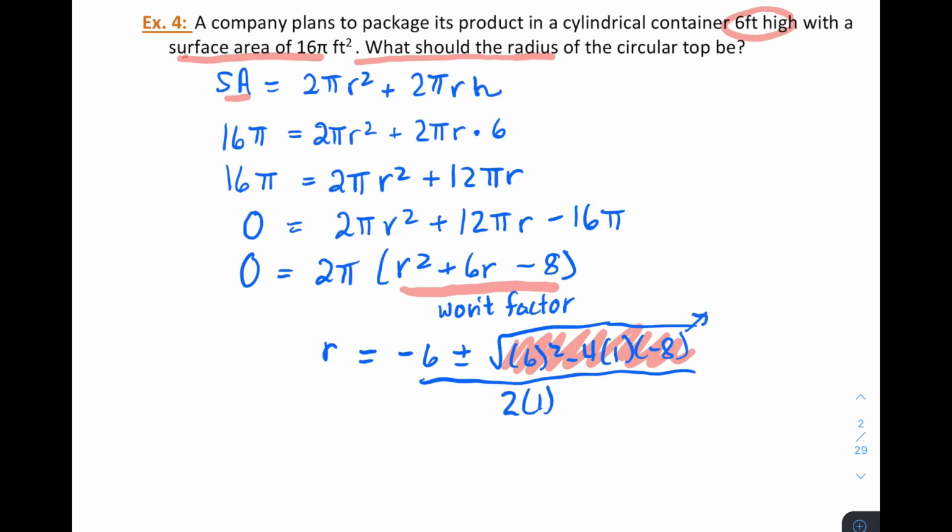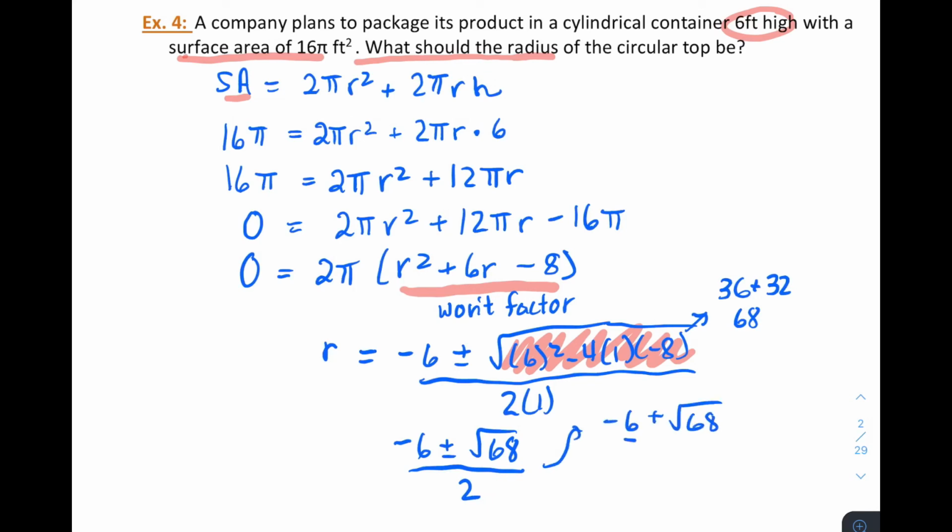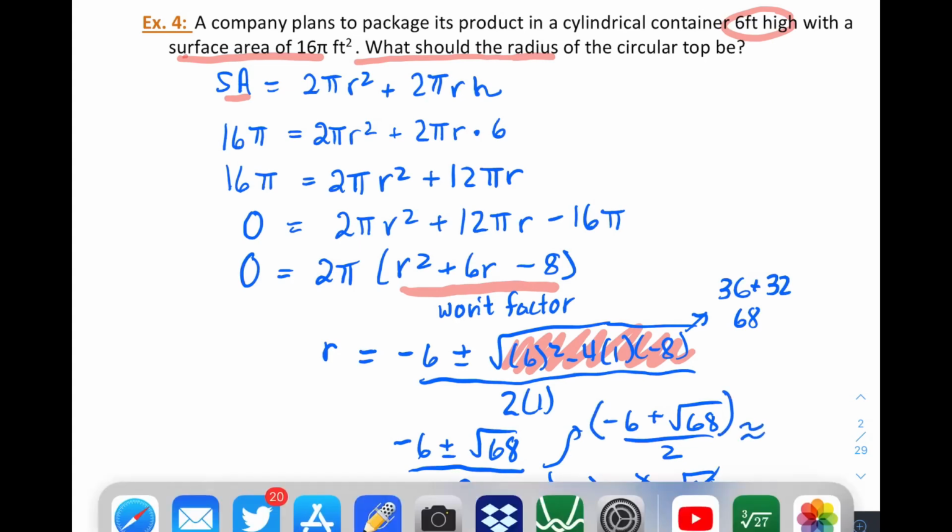Inside my radical, I'm going to end up with 36 minus negative 32, so plus 32, 68. Not a perfect square, so I'm just going to leave it square root of 68, and I'm going to round this off since it's like dimensions of something. I feel like if I was manufacturing this, I probably would just want it rounded. If I do the subtraction one, it's going to give me a negative value, so I will ignore that one.